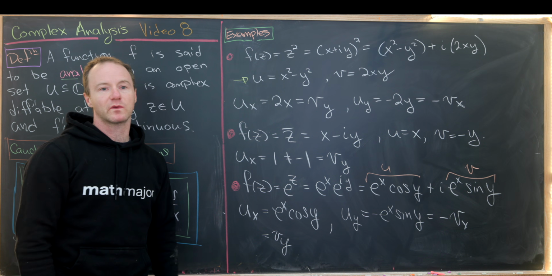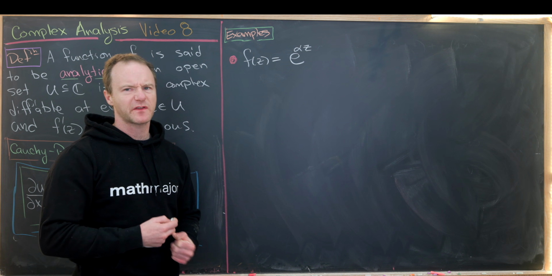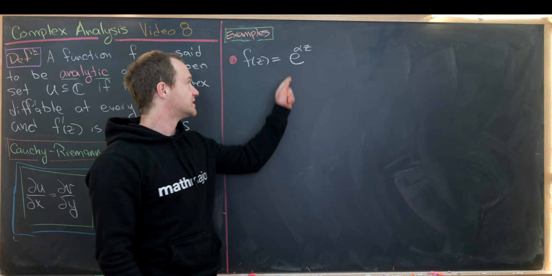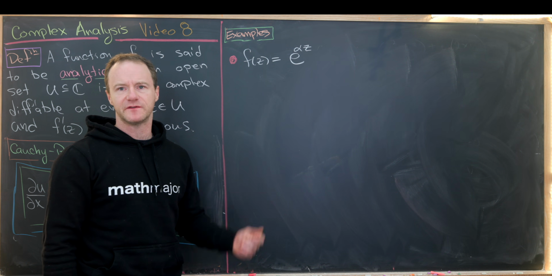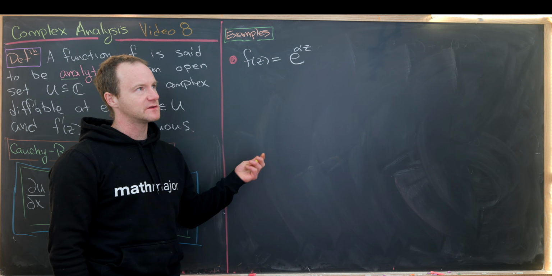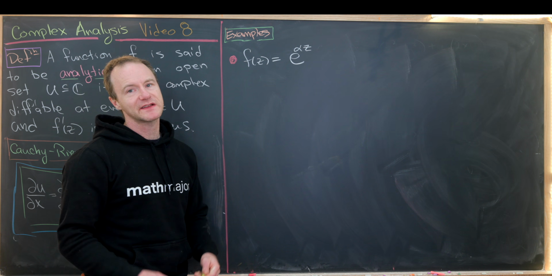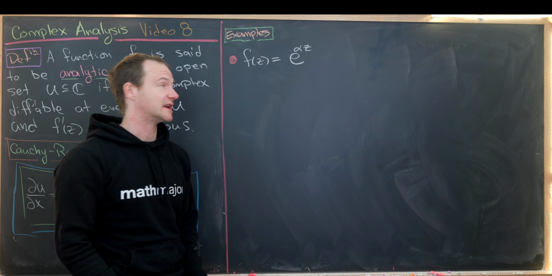So let's clean up the board and we'll look at a couple more examples. We looked at the plain exponential function on the last board. Now we're going to look at a souped up version of it. That's e to the alpha z, where alpha is any complex number. It follows this is analytic just from the chain rule and composition of functions, but let's do it by hand just because it's a nice practice.